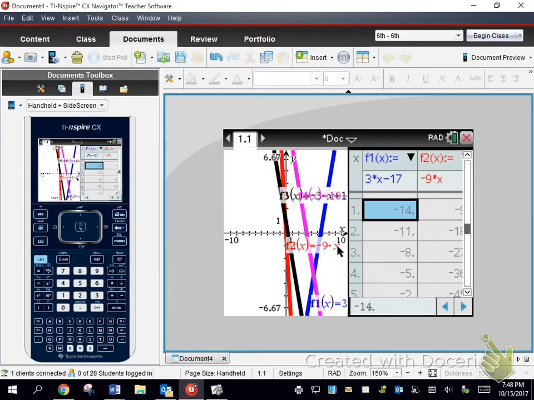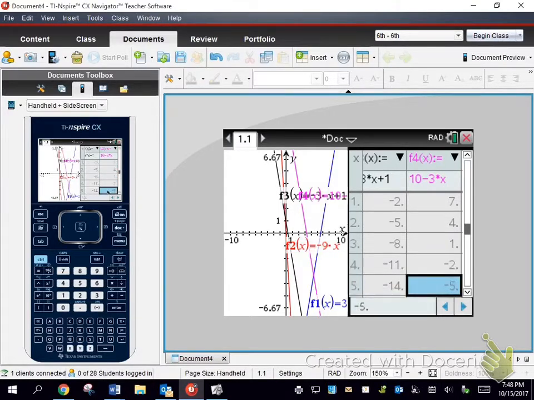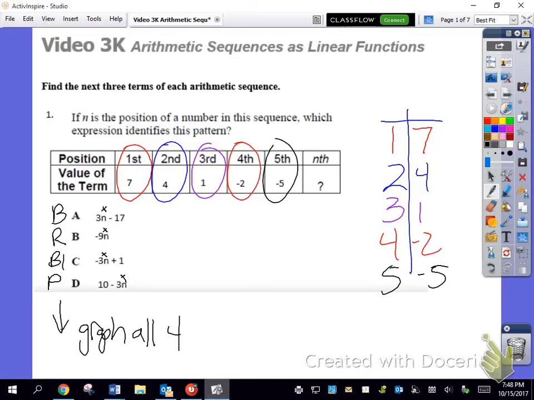Remember, look at your table. Now, remember, the first one went with the 7, so see the blue one doesn't match. See, that's not a 7. Go to the red one. The red one's not a 7. It doesn't match. So go to the black one. The black one is not 7. That doesn't match. Oh, the pink one is a 7. By 2, there's a 4. By 3, there's a 1. And by 4, there's a -2. And by 5, there's a -5. So the pink one matches all the way down. So that's why pink is my answer.